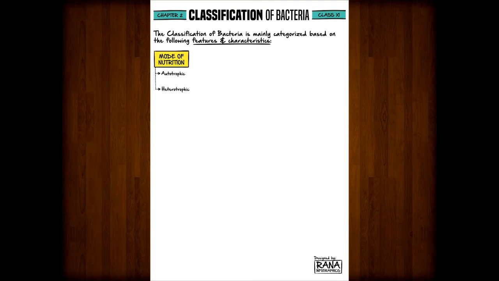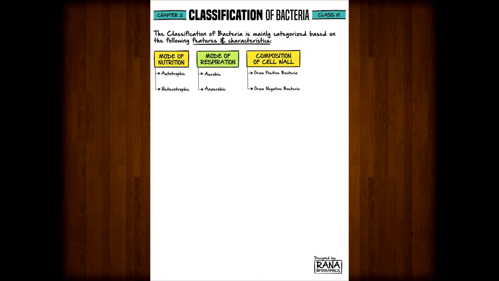Based on their mode of nutrition, bacteria can be either autotrophic or heterotrophic. Next, we have classification of bacteria based on their mode of respiration. They are of two types, that is, they can be either aerobic or anaerobic. Next is based on the composition of their cell wall. Bacteria can be divided into two types, which are gram-positive and gram-negative bacteria. And lastly, we have the classification of bacteria based on their shape. Bacteria can be spherical, rod-like, spiral, or comma-shaped.